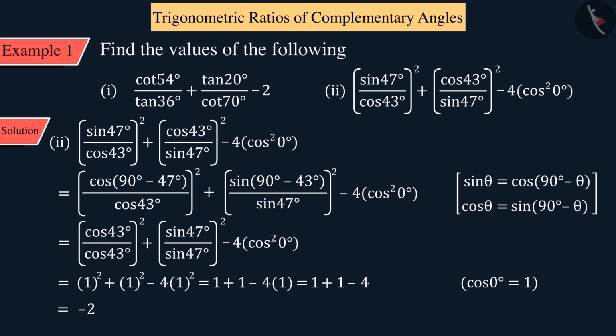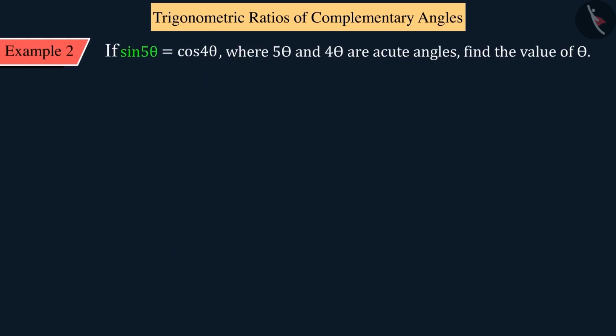Let's look at another example. If sine 5 theta is equal to cos 4 theta, can you find the value of theta, where 5 theta and 4 theta are acute angles?